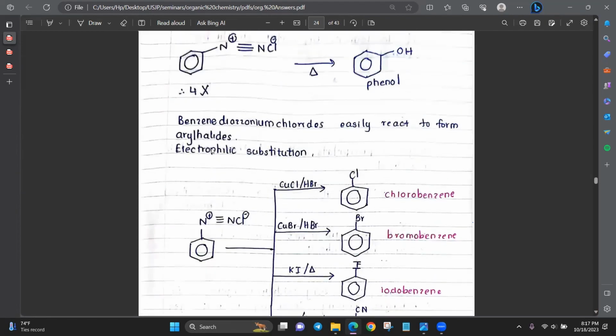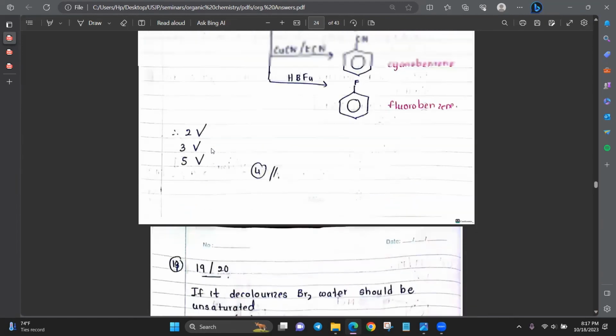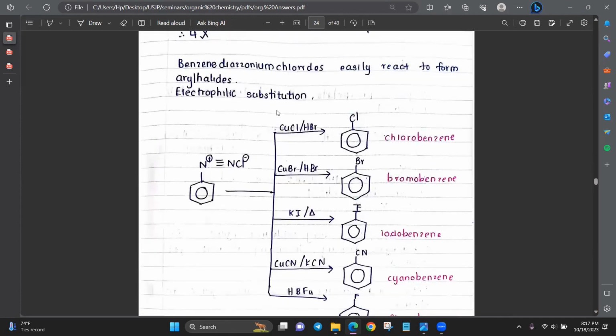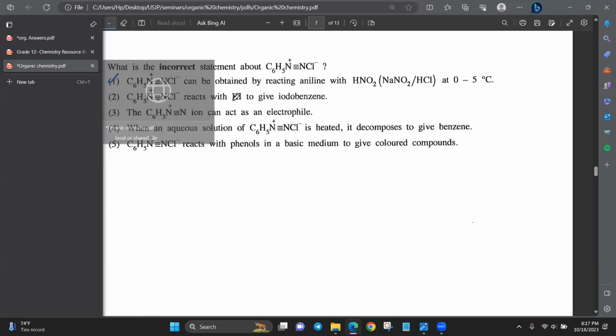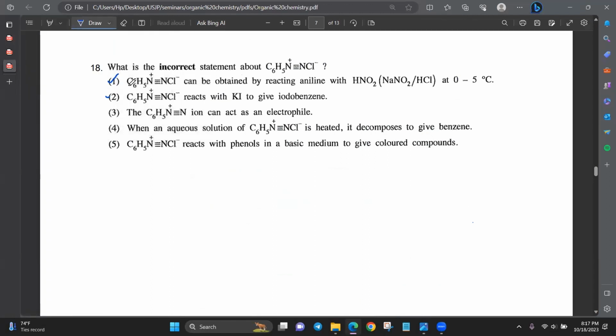These are all replacement reactions. If there is diazonium chloride and we add KI and heat, then the diazonium group will be replaced with iodine, forming iodobenzene. So that statement is correct. This ion can act as an electrophile. It has a plus charge, so it likes electrons. Likes electrons means electrophile. So it is correct.